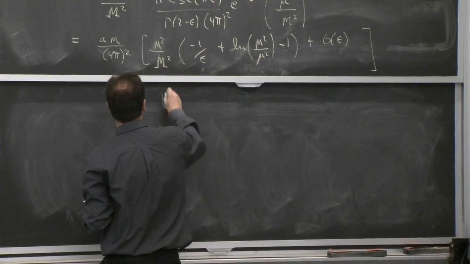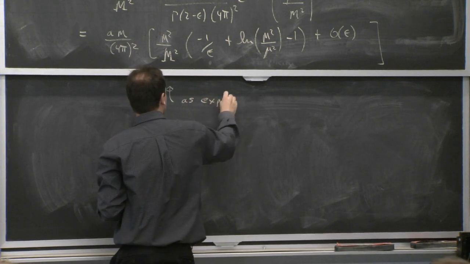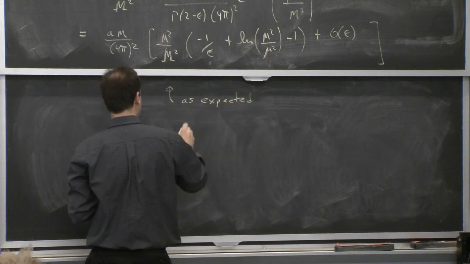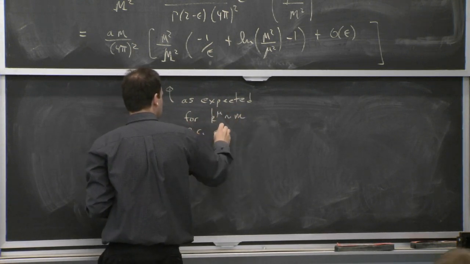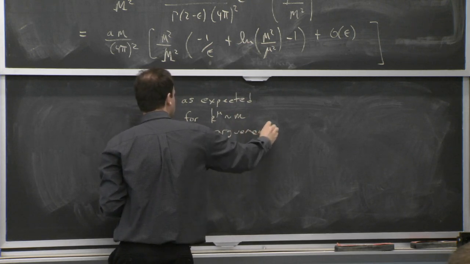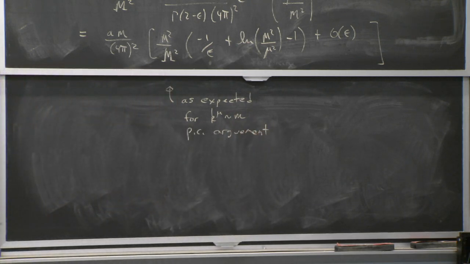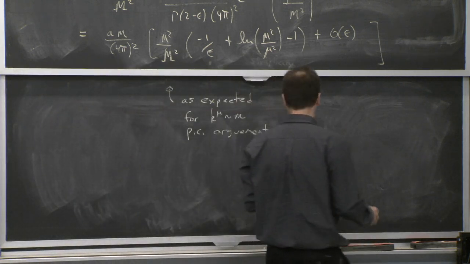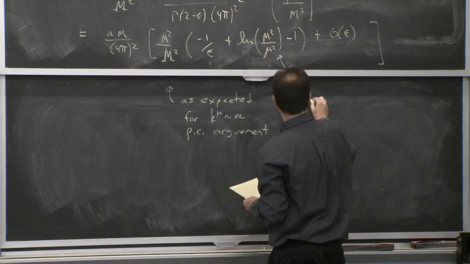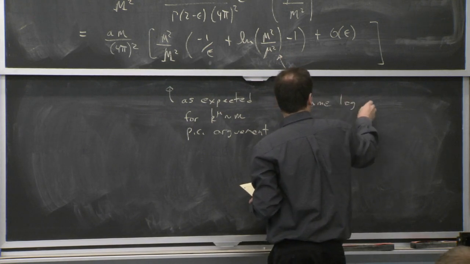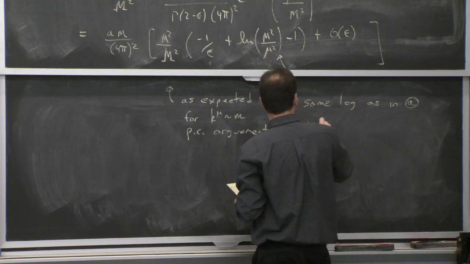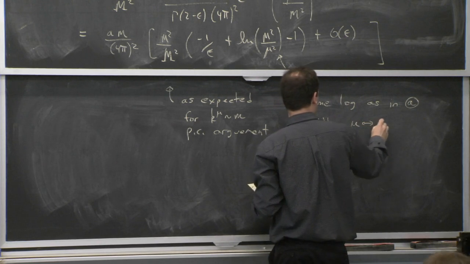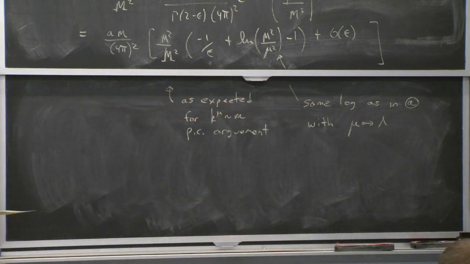OK, so what's happening is, from this result, we are getting something that's the size that we expected by our power counting argument. The regularized result is the right size by power counting. The logarithm here is the same log as in A, with, if you like, a correspondence between mu and lambda. So we're seeing that logarithm there, we're just not seeing this term.